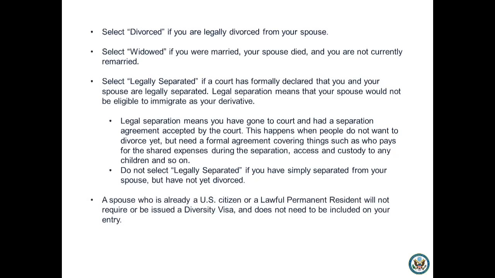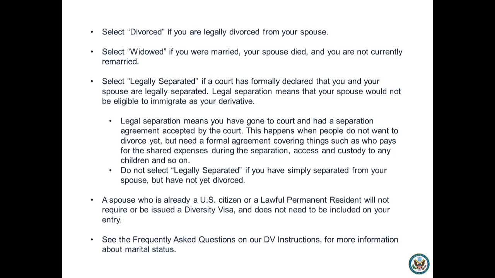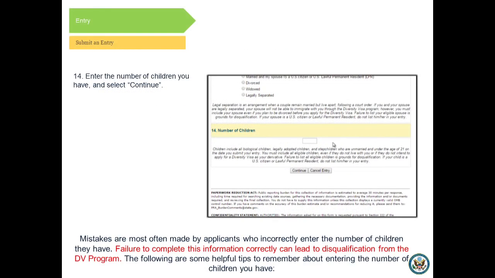A spouse who is already a U.S. citizen or a lawful permanent resident will not require or be issued a diversity visa and does not need to be included on your entry. See the frequently asked questions on our DV instructions for more information about marital status. 14. Enter the number of children you have and select Continue.